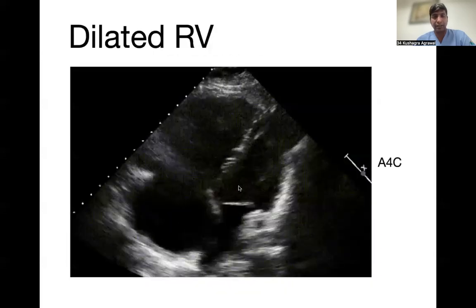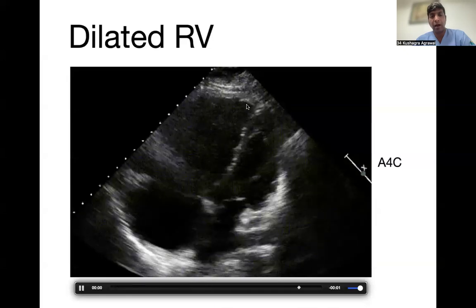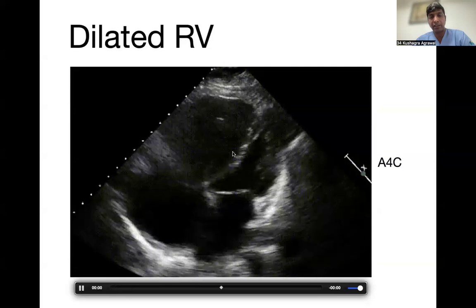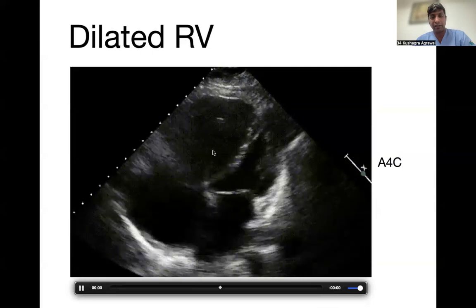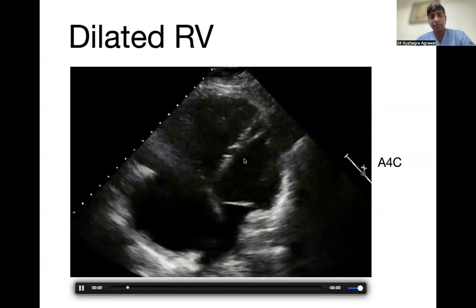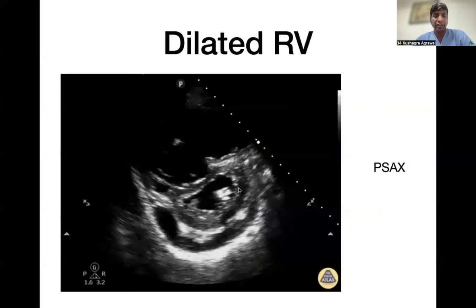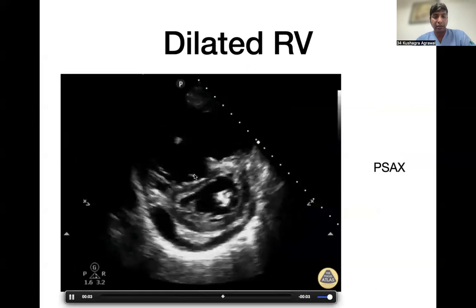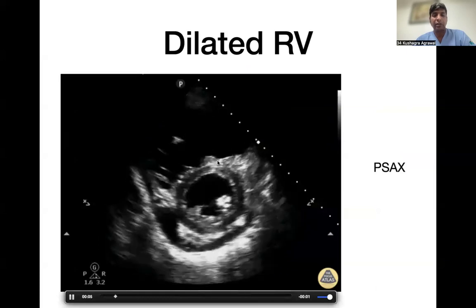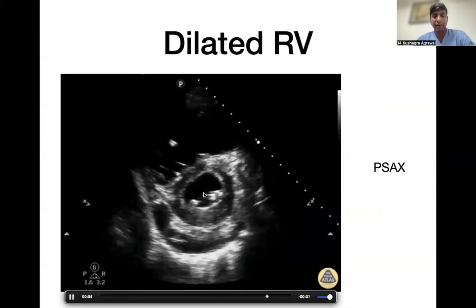But see in this picture, it is RV failure. Here the apex is formed by the RV and the septum is going towards the left ventricle. And if we see the size, the RV is bigger than the LV. In the short axis view, you can appreciate during systole that the septum is flattening or moving towards the left ventricle.